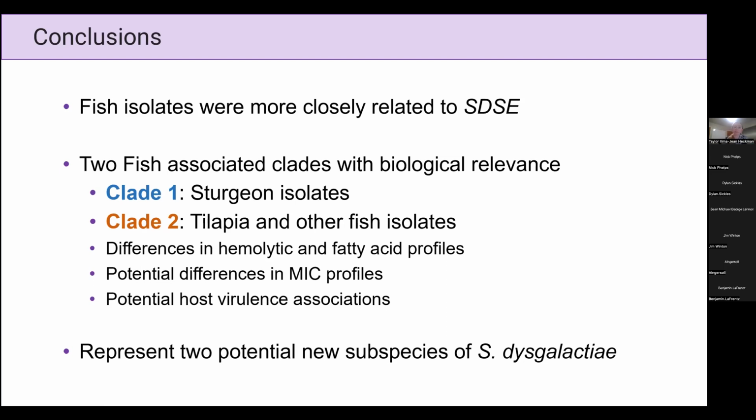We see differences between those clades in hemolytic and fatty acid profiles, as well as potential differences in MIC profiles and potential host virulence associations, but both of those we'd like to explore more. And then there's, do these two clades represent two potential new subspecies of Astiscolactiae?